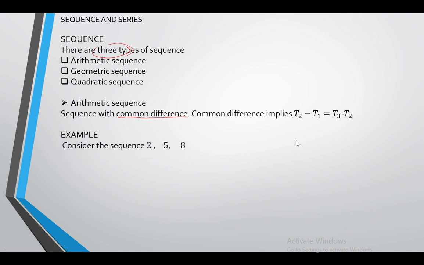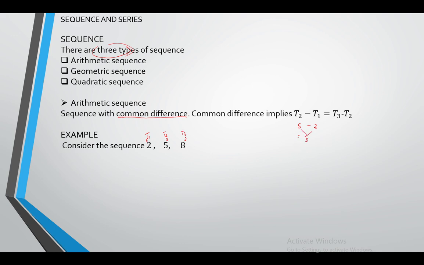Let us look at the example here. We have the sequence 2, 5, 8. The question is, what type of sequence is this? Let us check if we have a common difference. Remember, 2 is term 1, 5 is term 2, 8 is term 3. Let us take term 2 and subtract term 1: 5 minus 2 is 3.